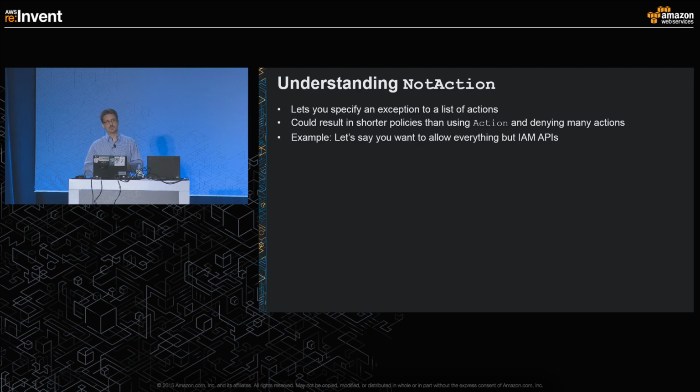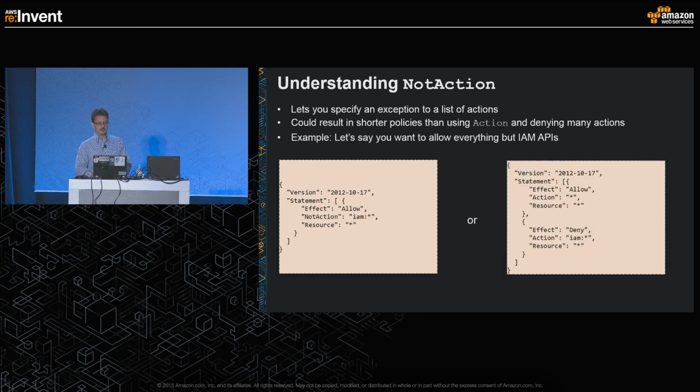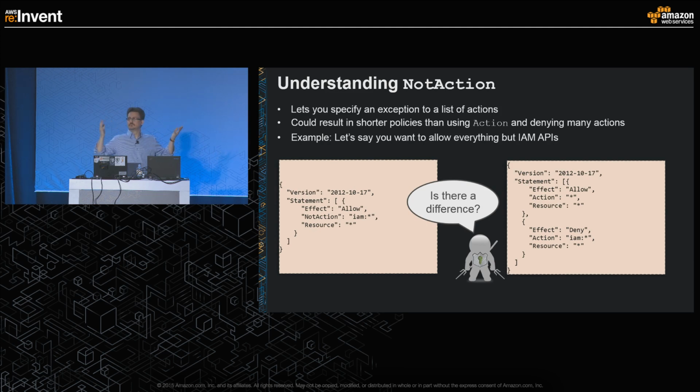Let's say, for example, you want to grant a user access to everything in AWS, but you don't want them to have administrative privileges. So you want to exclude iam:*. You could create a very short policy like this. The effect is Allow, NotAction iam:*, so give me everything that is not IAM on every resource. Or you could do it this way. They're both pretty short. One grants access to everything, and then the other denies, taking away the ability to call iam:*. So here's a question. Is there a difference?